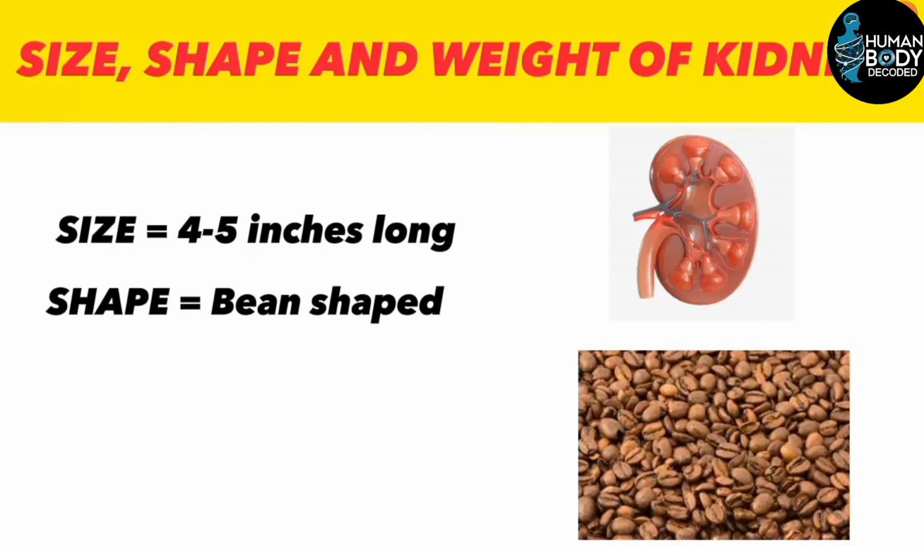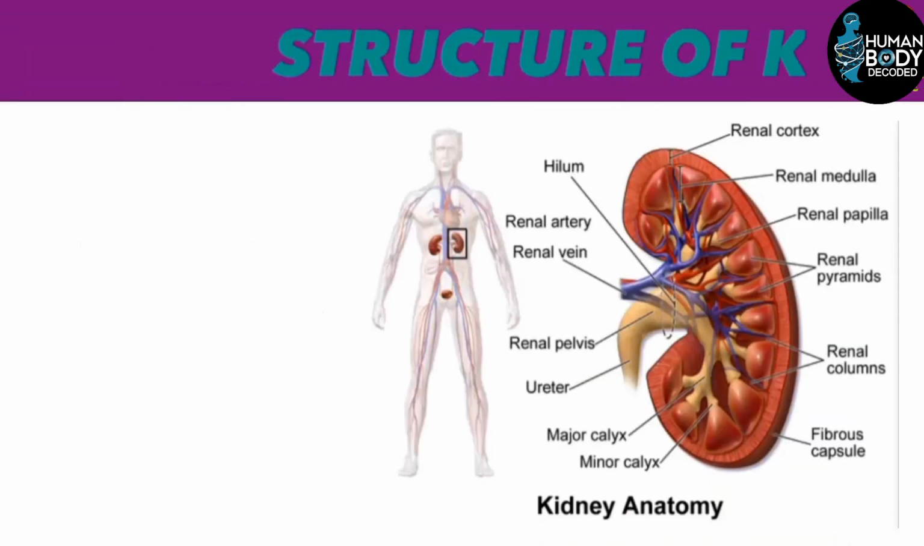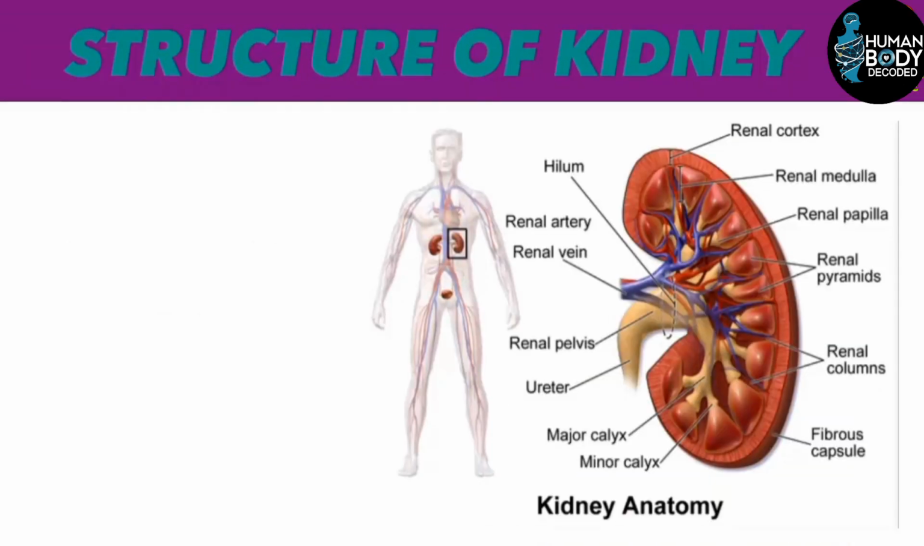Now, let's talk about the weight. Each kidney weighs approximately 130 grams. Next, let's discuss the structure of the kidney. Here you can see both the internal and external views of the kidney. The structure of the kidney is composed of several parts, but I will focus on 4 major components.